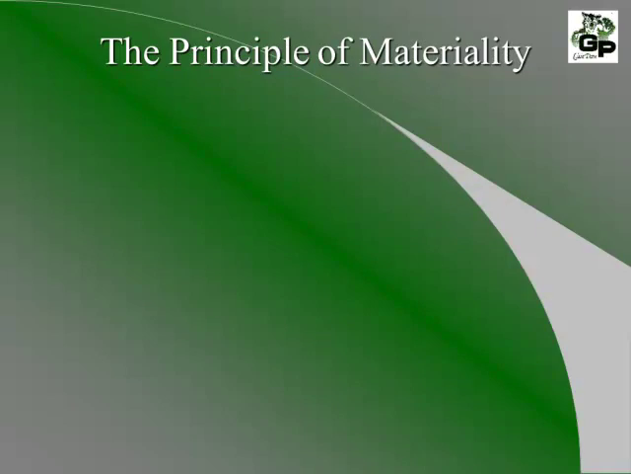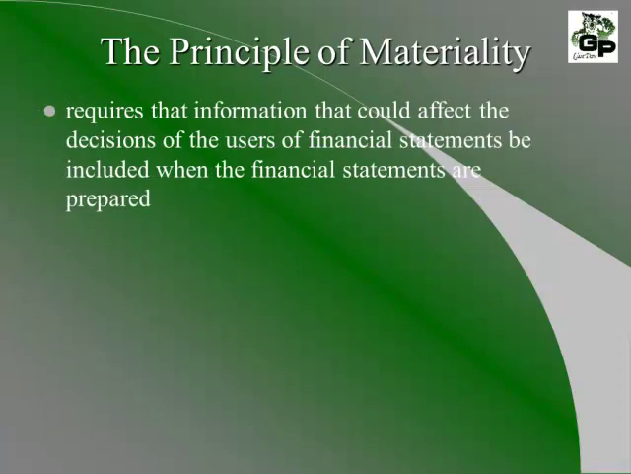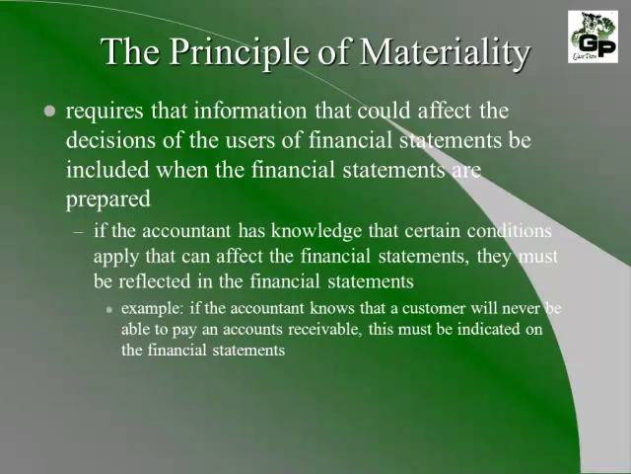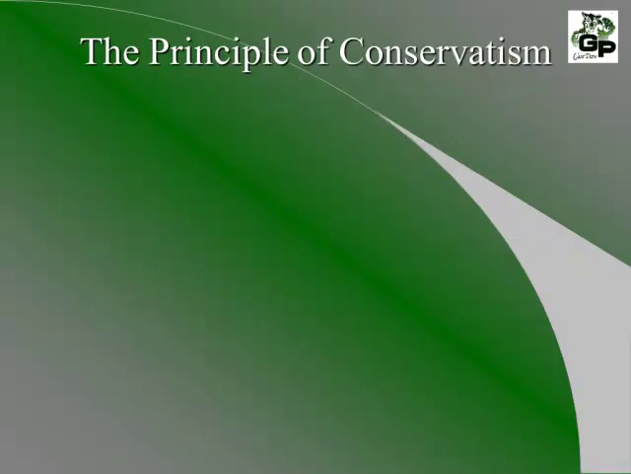Now we need to talk about a couple of new principles. The first one is the principle of materiality. This principle requires that information that could affect the decisions of the users of financial statements be included when the financial statements are prepared. If the accountant has knowledge that certain conditions apply that can affect the financial statements, they must be reflected in the financial statements. An example of this is if the accountant knows that a customer will never be able to pay an accounts receivable account, this must be indicated on the financial statements as soon as that information is known.